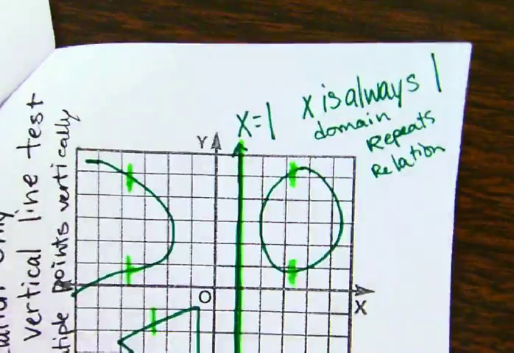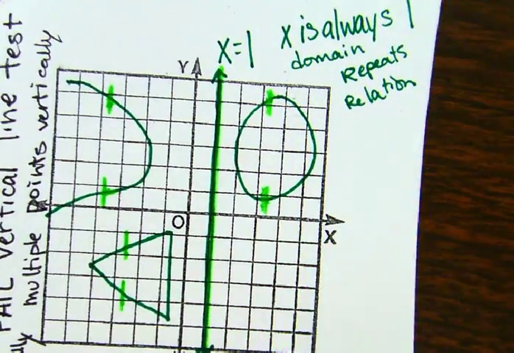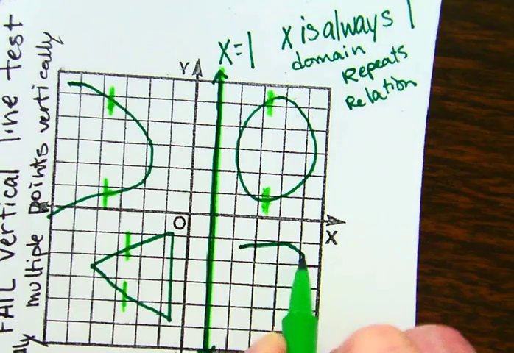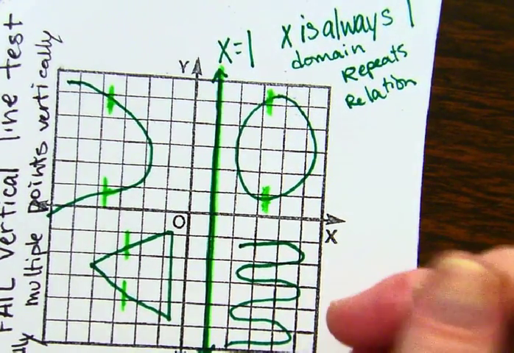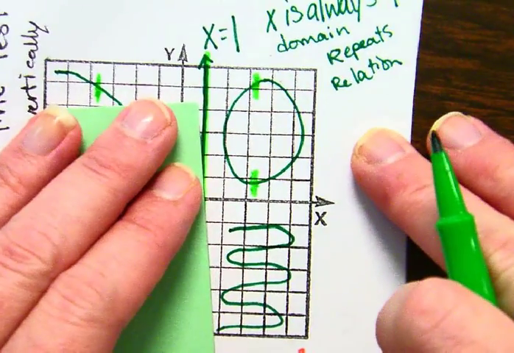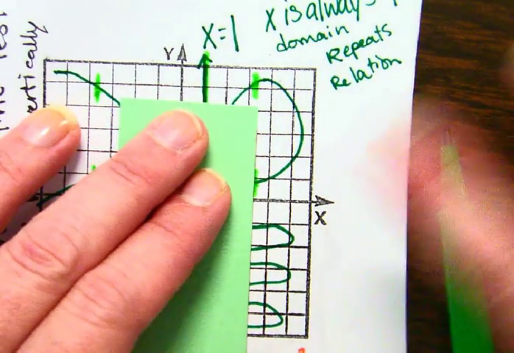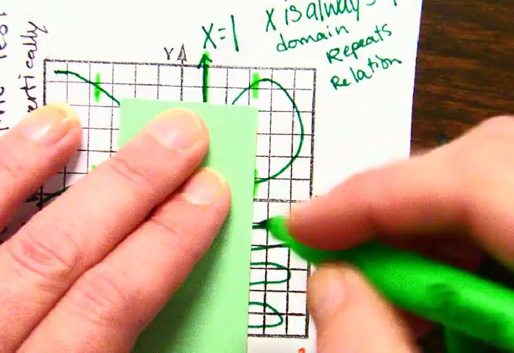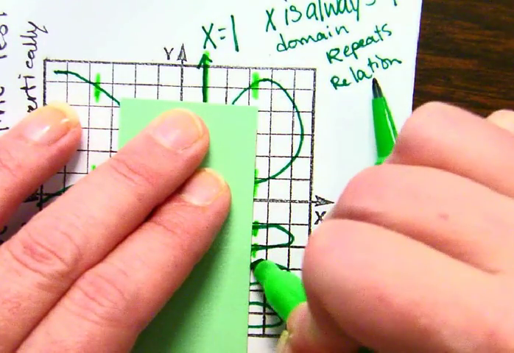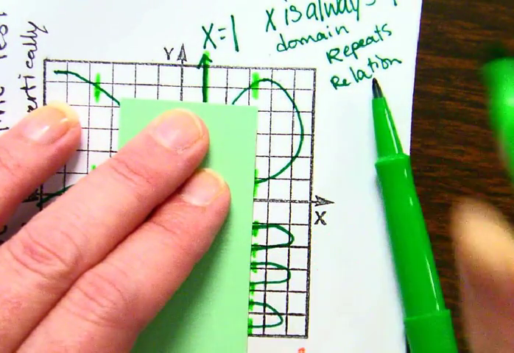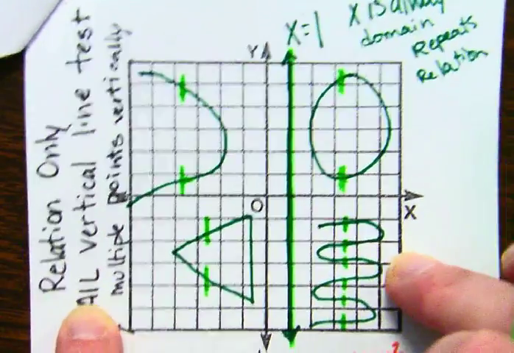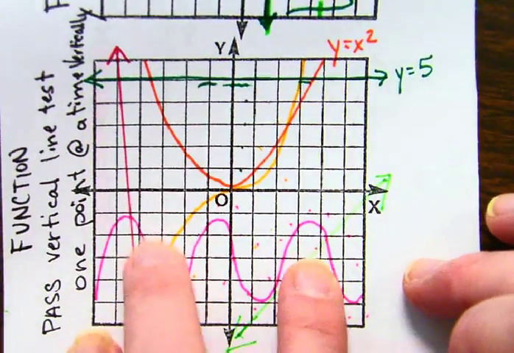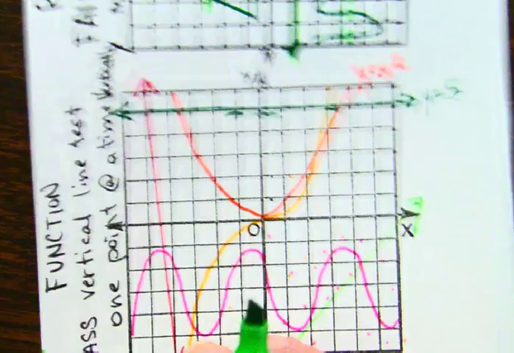Now if I turn that squiggly sideways, and I pass my vertical line over this, uh-oh, it's touching right here, right here, right here, right here, right here, right here. That's a fail. It's a relation only. This one, turned this direction, that's a pass.